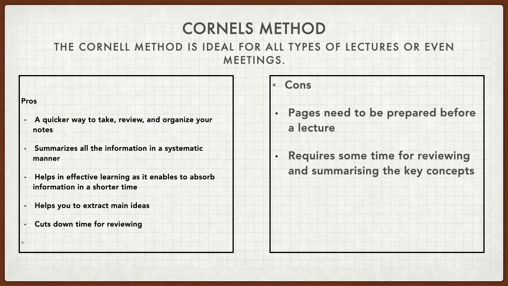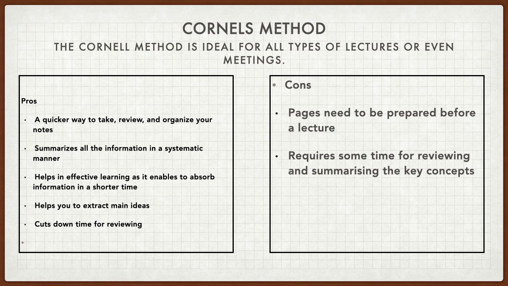The pros: it is a quicker way to take notes and review and organize your notes, and it summarizes all your information in a systematic manner. Let me remind you that the outline method was not summarizing your notes. We had to write a separate summary at the end of the outline notes. But in the Cornell method, the notes are summarized within your page itself. It helps in effective learning, helps you extract main ideas, and cuts down on reviewing time.